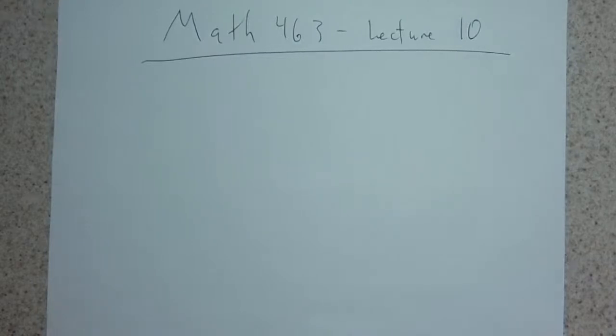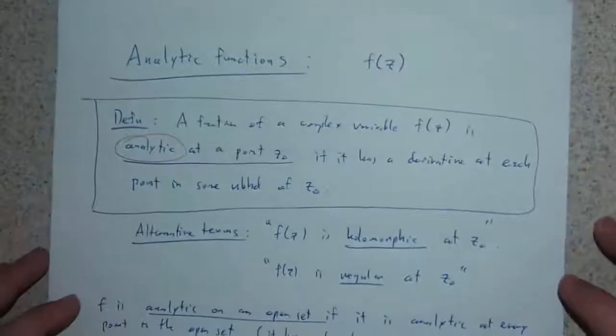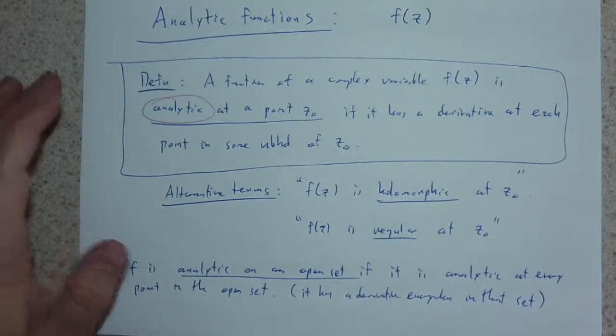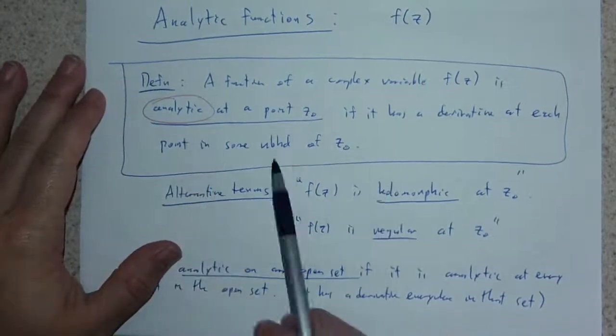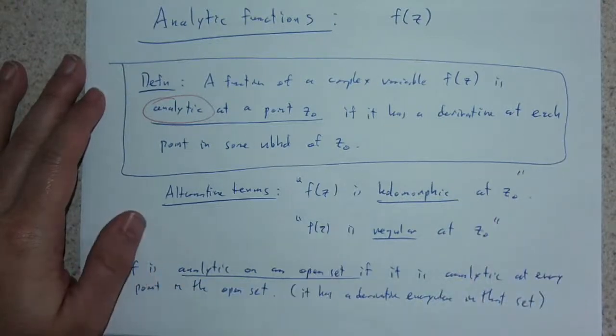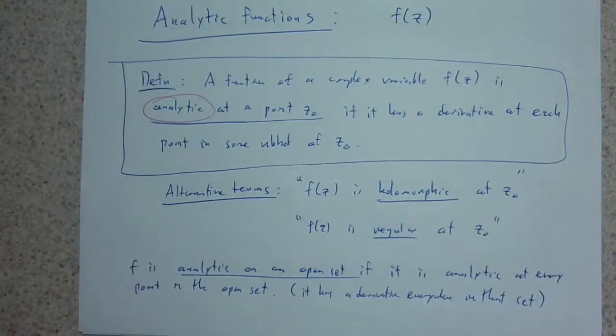At the end of lecture last time, I had finally introduced analytic functions. So let me bring that sheet back. So here's the definition I gave. A function of a complex variable is analytic at a point z0 if it has a derivative at each point in some neighborhood of z0. And I also mentioned that there are some alternative terms here.